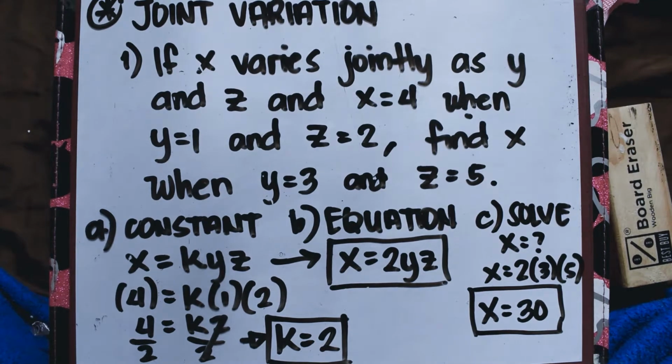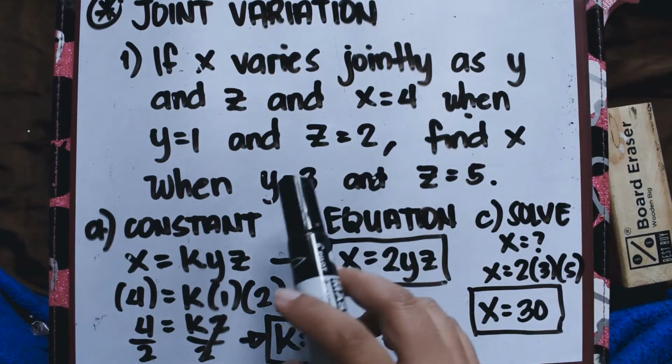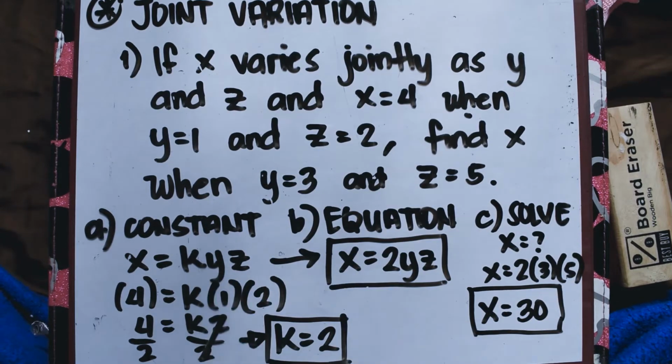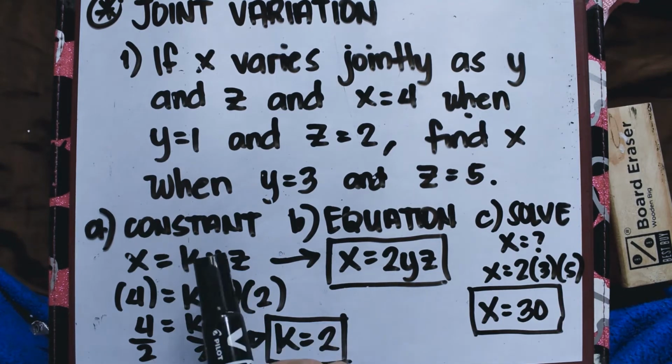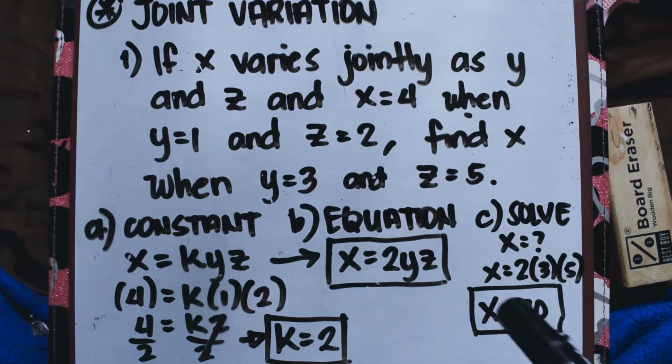So, ganun lamang po kasimple ang ating joint variation. Same lang sa direct, ang pinagkaiba lang, yung kasama na po ng ating constant is 2 or more variables na po. Pero same process: get the constant, translate, get the equation using the constant na nakuha natin, and then solve for the missing values ng ating problem.